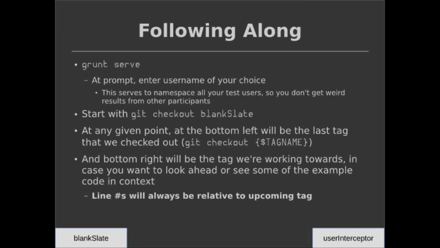Additionally, at any point, if you would like to follow along, again, in the bottom left, there's a tag name. The Git repo has been tagged with various stages as we go through this presentation. So you can always have the most recent and accurate copy. The last one will be on the bottom left. And then the code we'll be developing towards will be on the bottom right. So if you want to see it in context, again, go ahead and check out that tag at the bottom right. All line numbers will be relative to that tag. That way you can find it quickly when you're looking for the context.